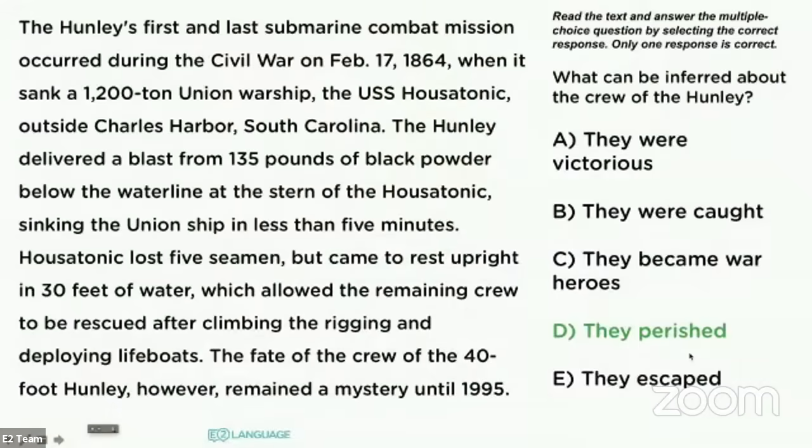Okay, good. The answer is D. They perished. So the Hunley crew members died. That's what can be inferred from this passage. Okay? Good, fine. I hope that's clear.